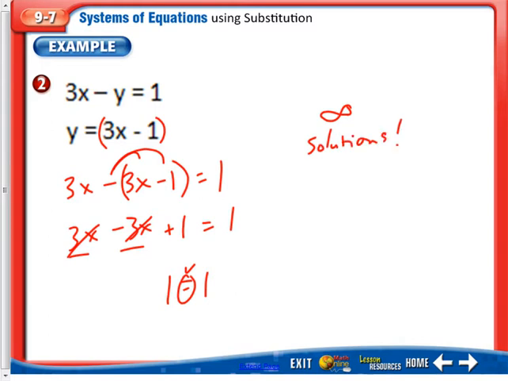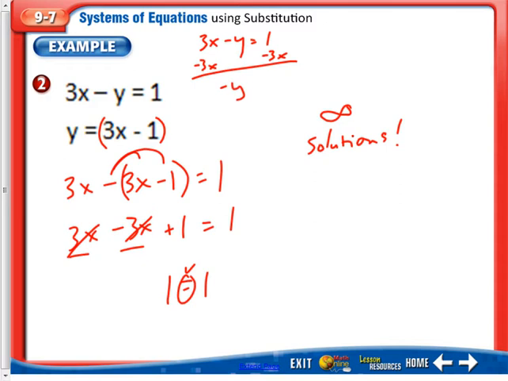Okay, and the reason it's infinite solutions, we can check that here real quick if we solve this one in slope-intercept form. Okay, let's subtract 3x. Let's write it up here. 3x minus y equals 1. And then let's subtract 3x from both sides.